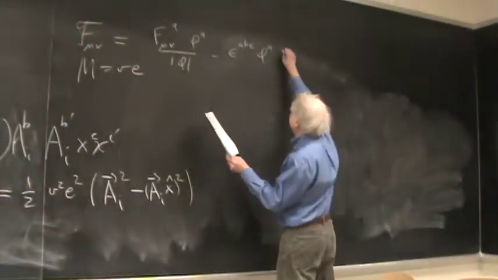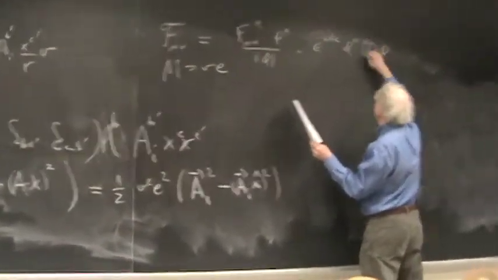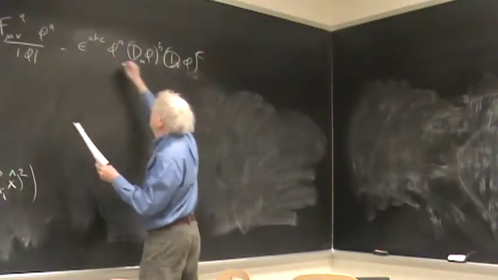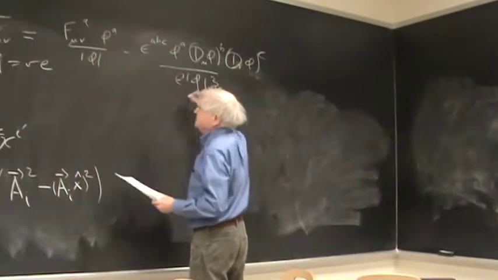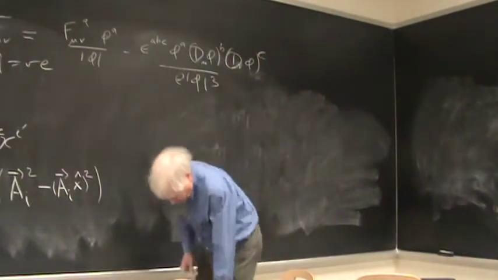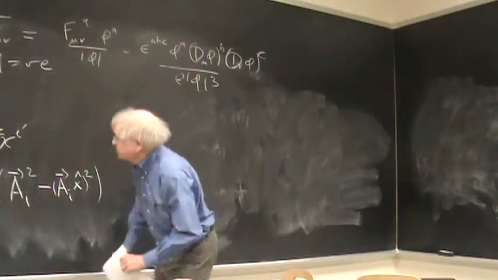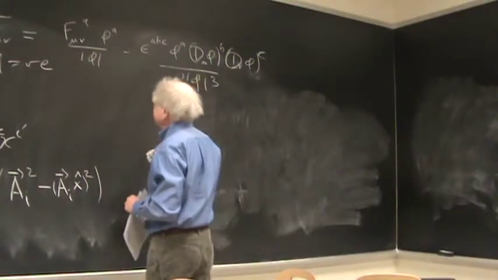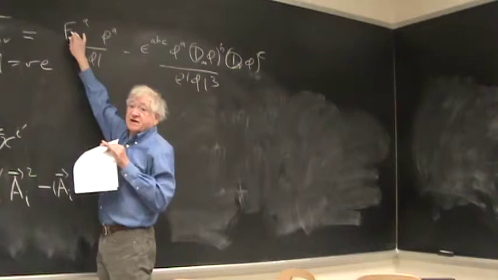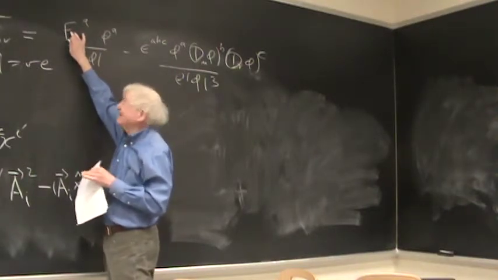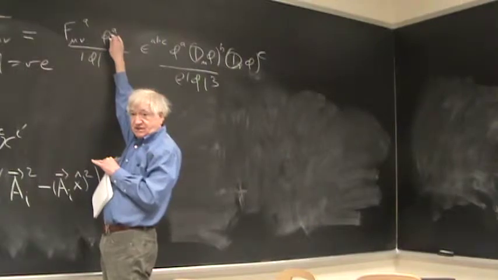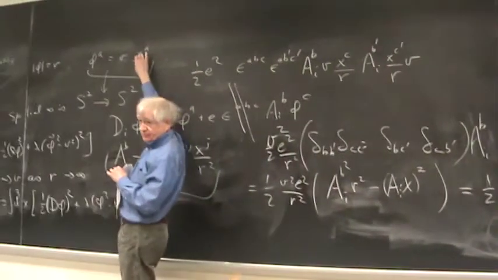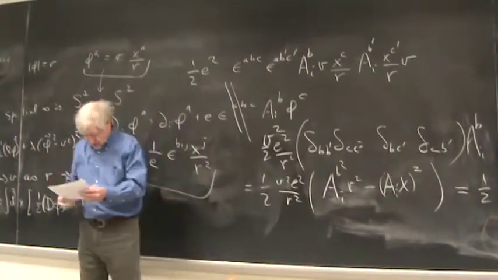And so this is, okay, this is Hopf's formula for the electromagnetic field out at position X. And what you see is that the electromagnetic field is the non-abelian electromagnetic field dotted into X hat, basically. Because phi and X, or phi is essentially X hat. All right.